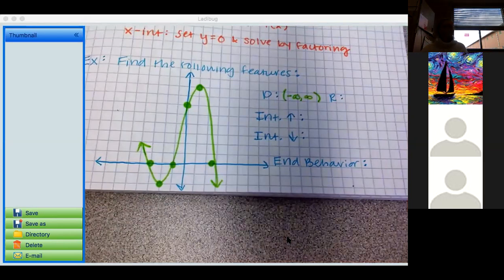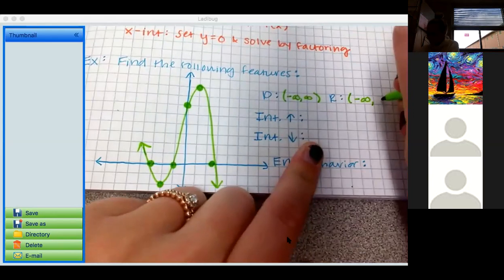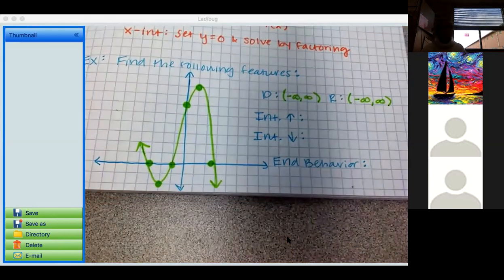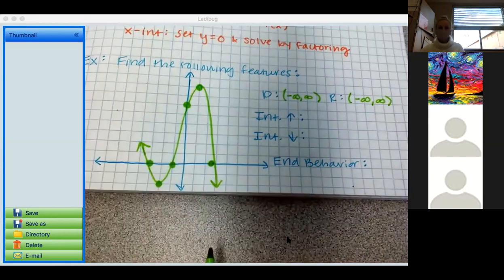All right, I love y'all, but some of us are still missing range. What's the range of this function? The smallest y to the biggest y. Negative infinity to positive infinity. Beautiful. Because this will continue to go up, this will continue to go up.